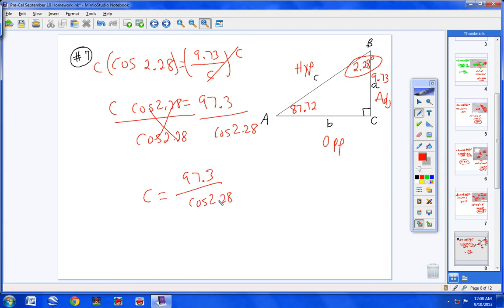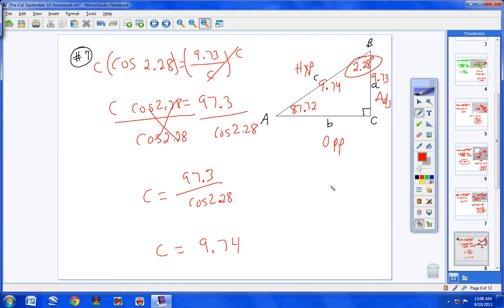Now students, if you type that whole thing into your calculator, you're more than welcome to. You would type in 97.3 divided by cosine of 2.28 equals, and what you will get for letter C on number 7 is 9.74. So now we know that this side is 9.74, and we know this side over here is 9.73. Sounds like they're really, really close.